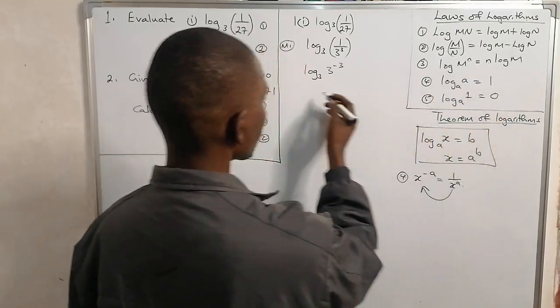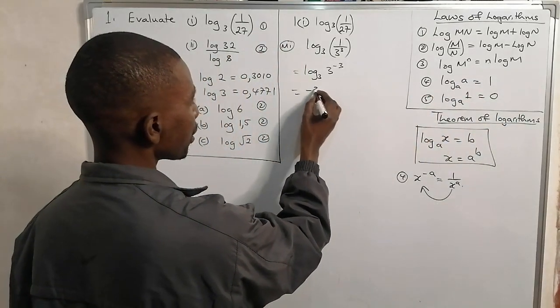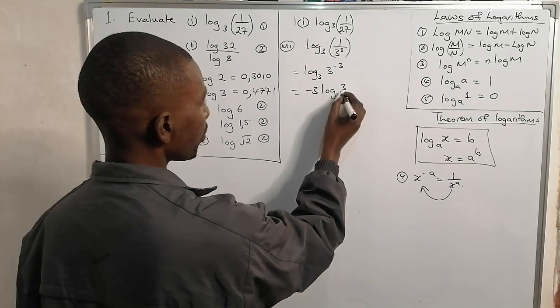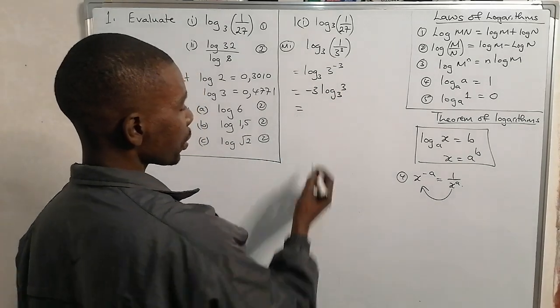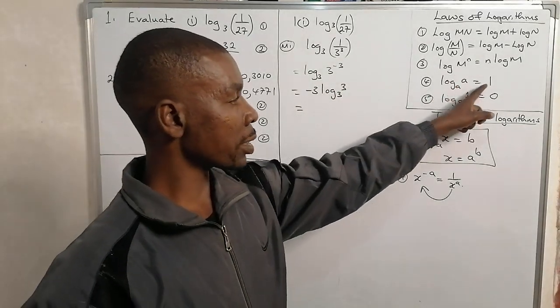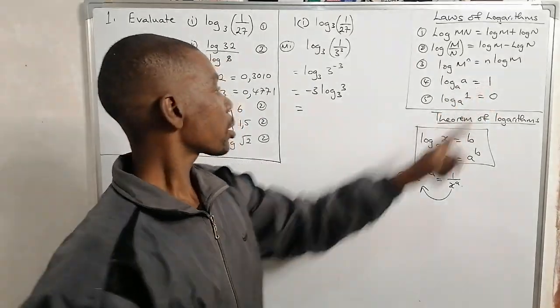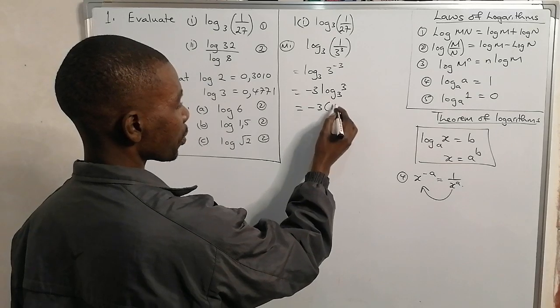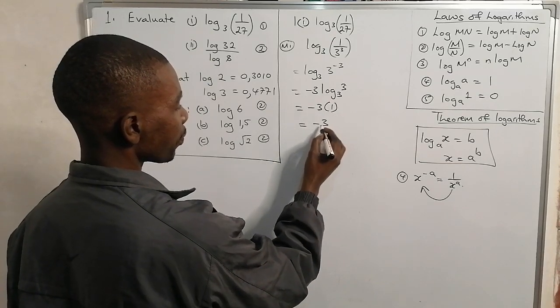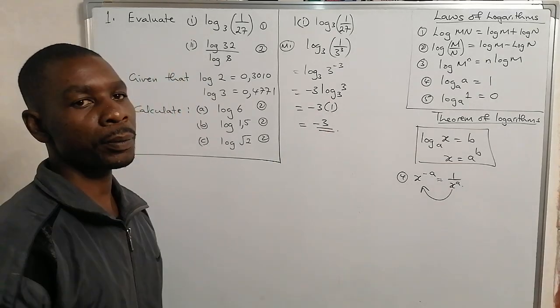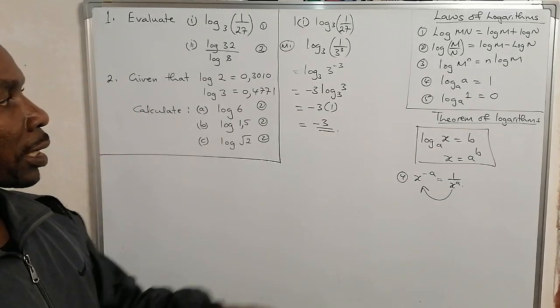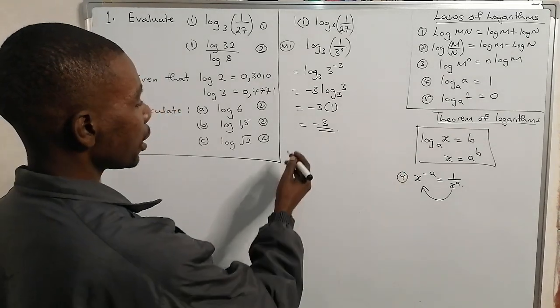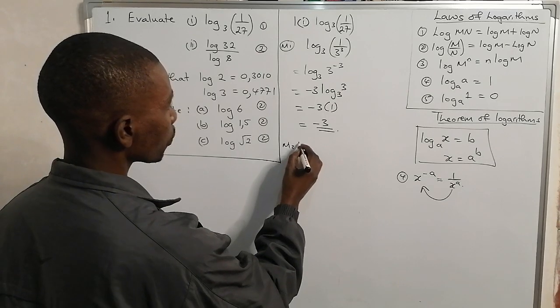Now, using law number 3, remember we said log m to the power n is the same as n log m. So we can rewrite this as negative 3 log 3 base 3. But remember we said log a base a is equivalent to 1. Therefore, log 3 base 3 is equal to 1. So we have negative 3 times 1, which is equal to negative 3. That's our solution.